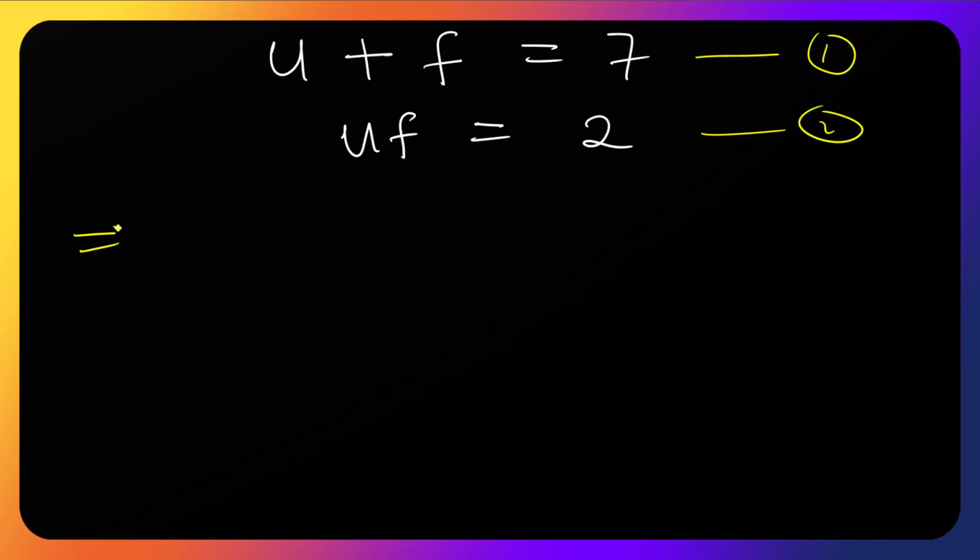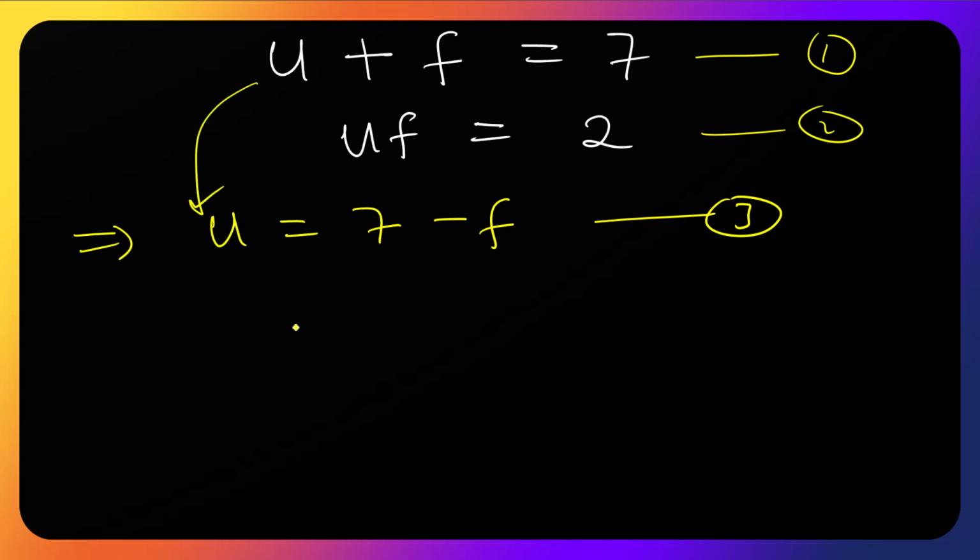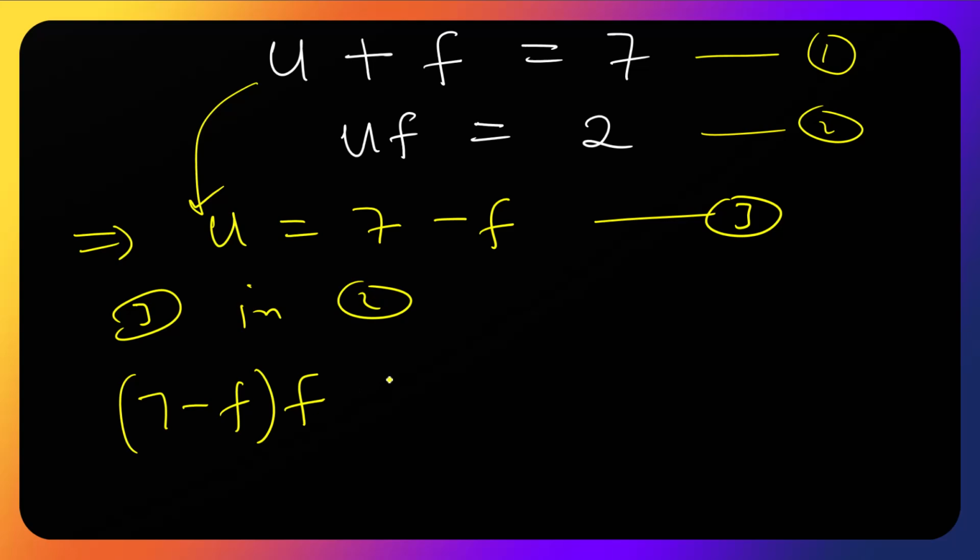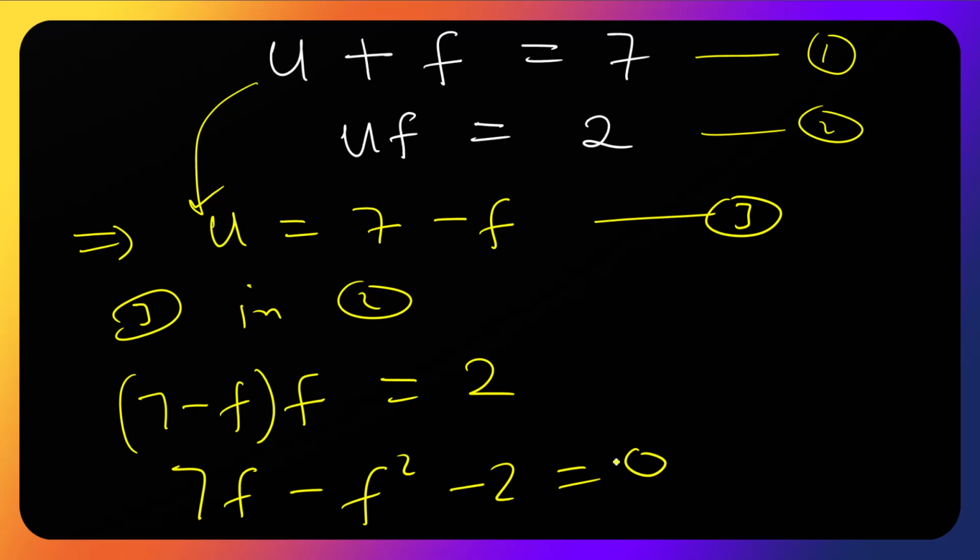So we have u equals 7 minus f. That will be the third equation, which comes from equation 1. Okay, so let's put 3 in 2. So we have u, that will be 7 minus f, times f equals 2. So we have 7f minus f squared minus 2 equals 0.